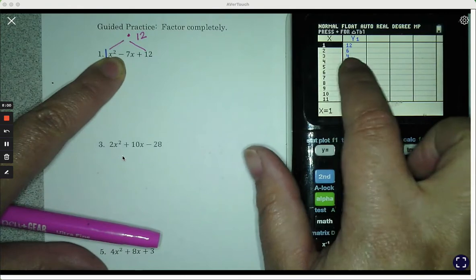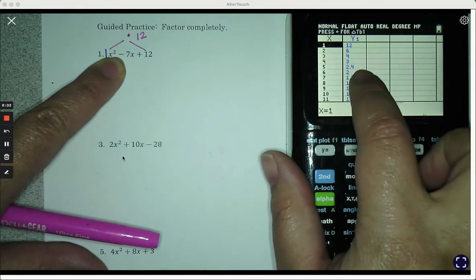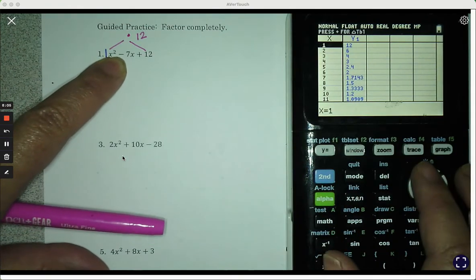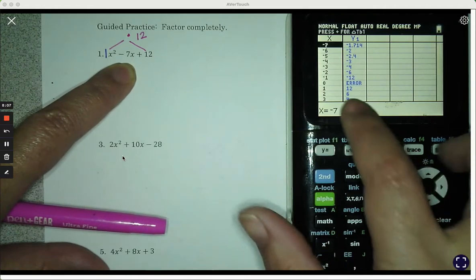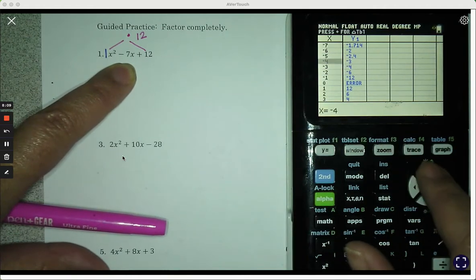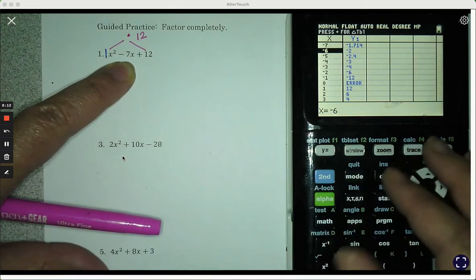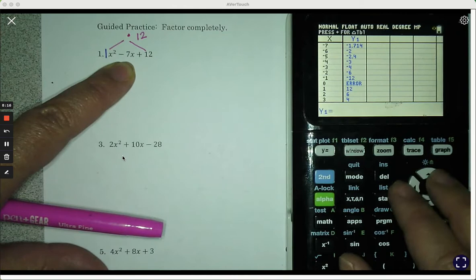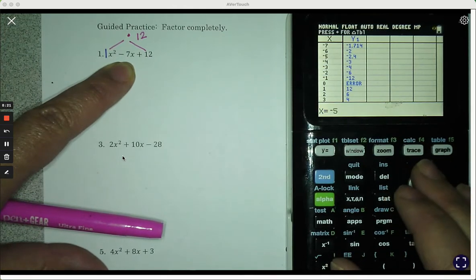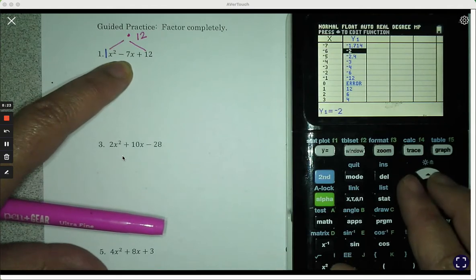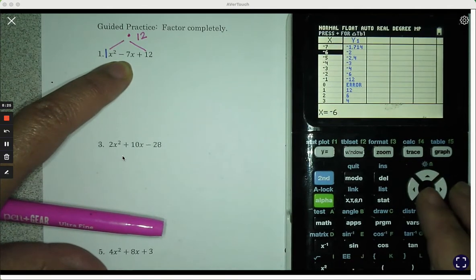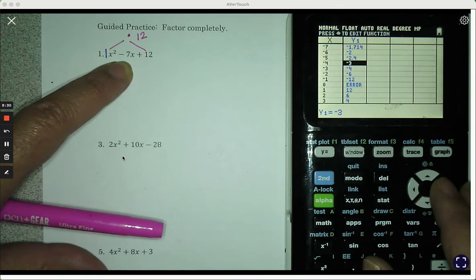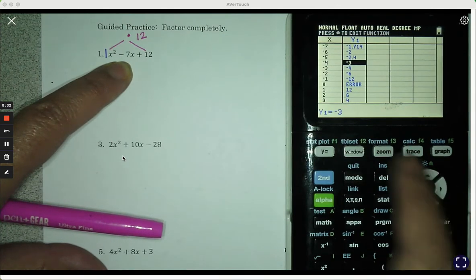Now I have all the factors of 12, but I'm looking for negative numbers. So I need two negative numbers, and notice I'm scrolling, and we're only focused on the whole numbers. All of these numbers, if I multiply them, give me positive 12, but I'm looking for the ones that, if I add, give me negative 7. So negative 6 plus negative 2 is negative 8, and negative 4 plus negative 3 is negative 7. So I found them.